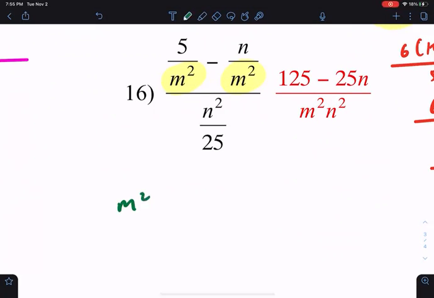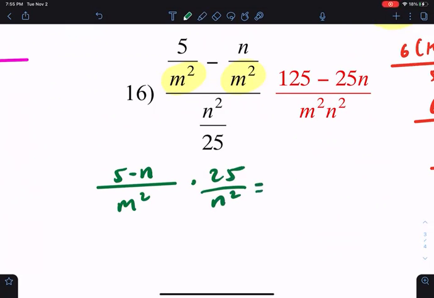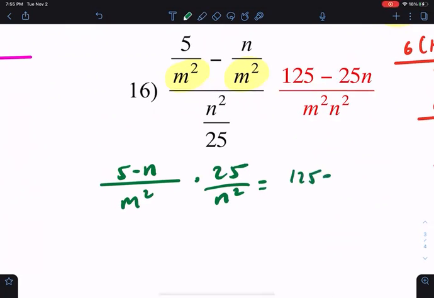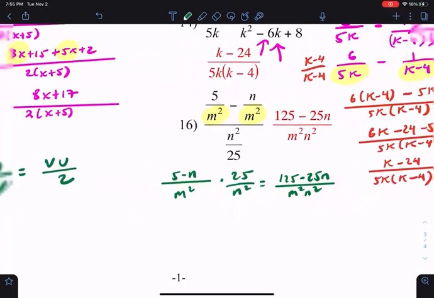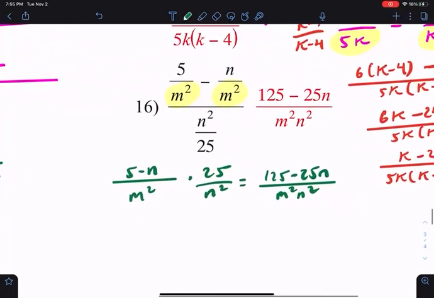So this is m squared over 5 minus n. And then you flip, right? So this is 25 over n squared. So let's see what cancels out here. Well, nothing cancels out, right? So this is 125 minus 25n over m squared times n squared. That's it, because nothing simplifies there. Sometimes you can simplify, sometimes you cannot.